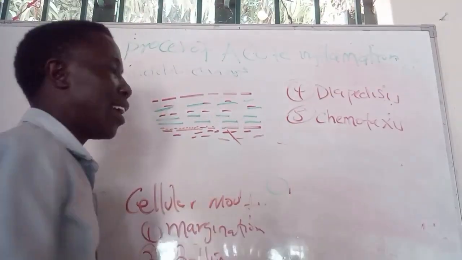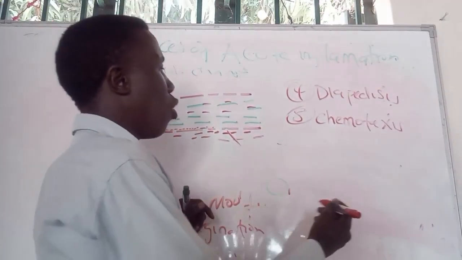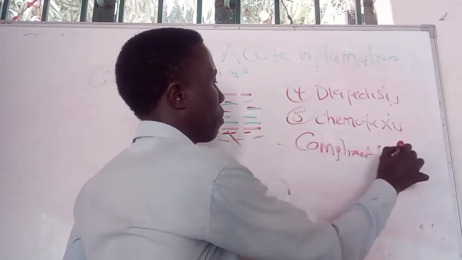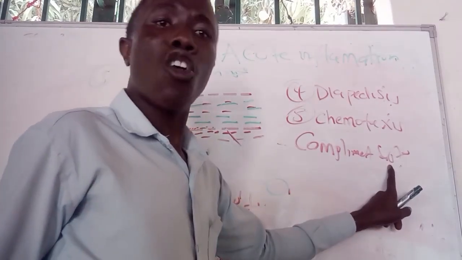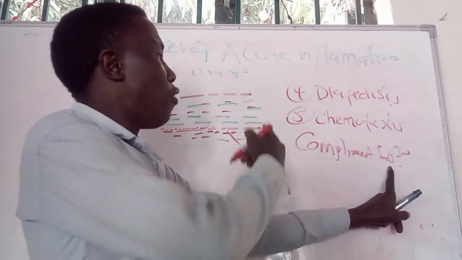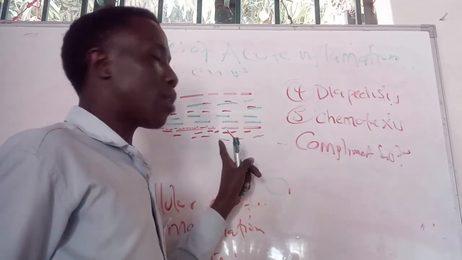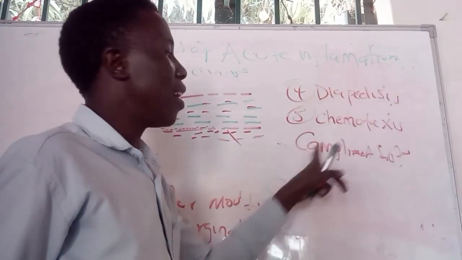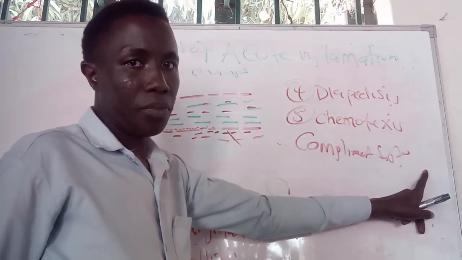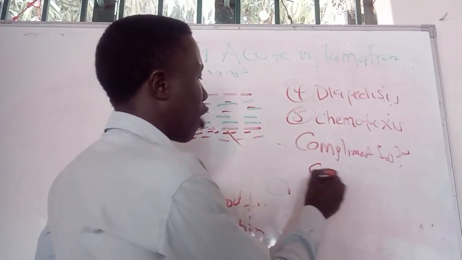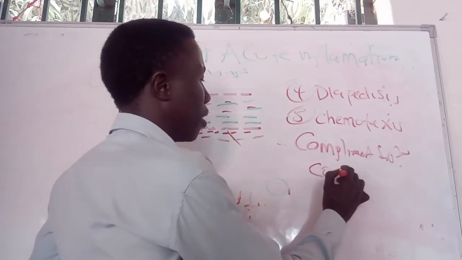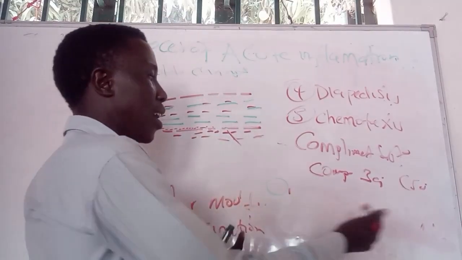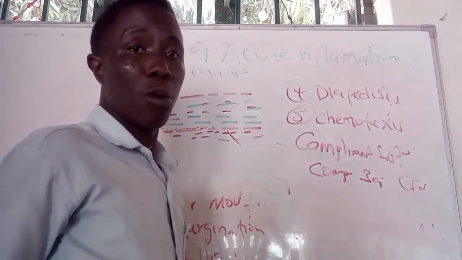So chemotaxis is majorly aided by the presence of the complement system. We have what they call the complement components that help the movement of these white blood cells from this area to this side. Chemotaxis is majorly aided by the complement components, which are majorly component 3A and component 5A. They are the major ones that help in this chemotaxis movement.